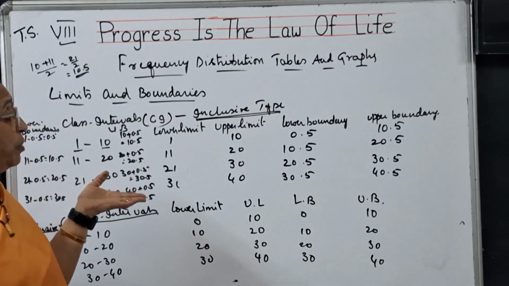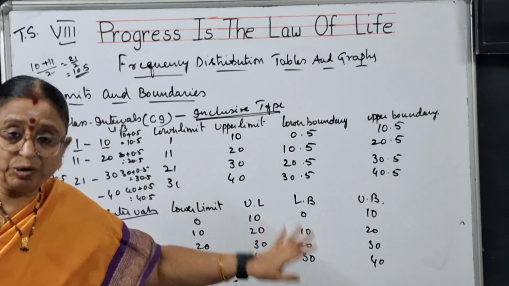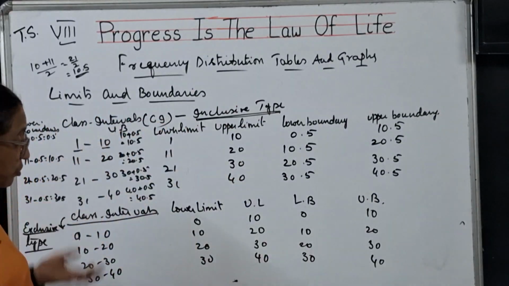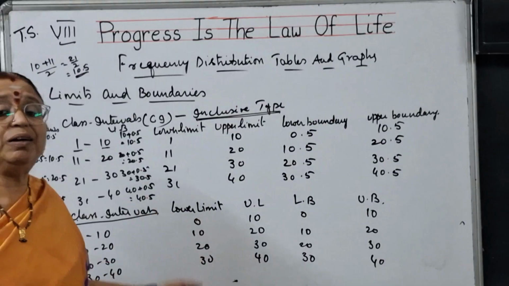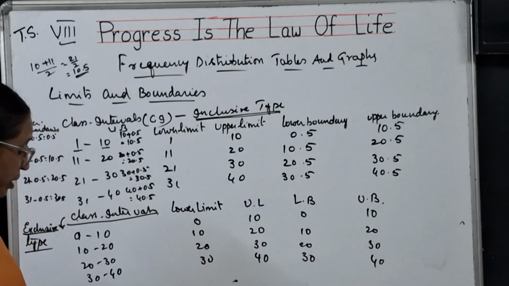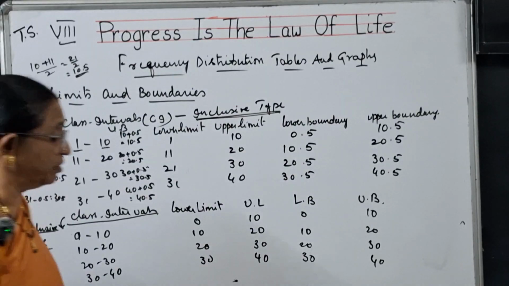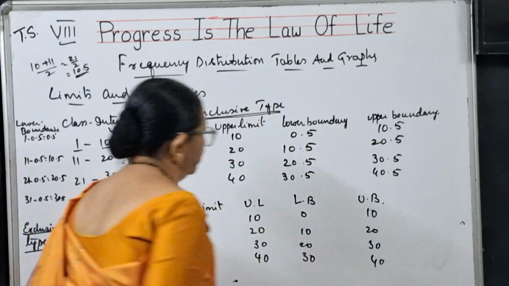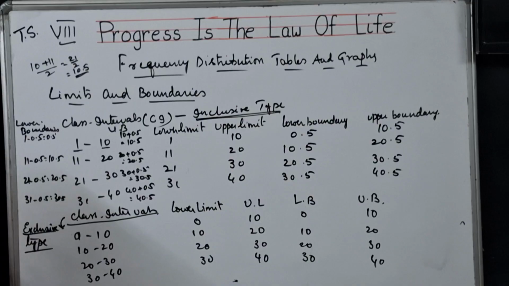In inclusive type of class interval, limits and boundaries are different. In exclusive type of class interval, limits and boundaries are one and the same. So I hope I am clear with this explanation, children. Please go through it.